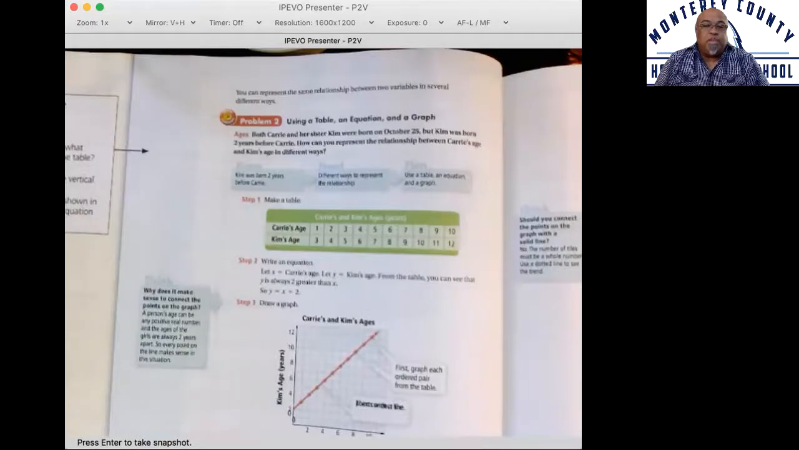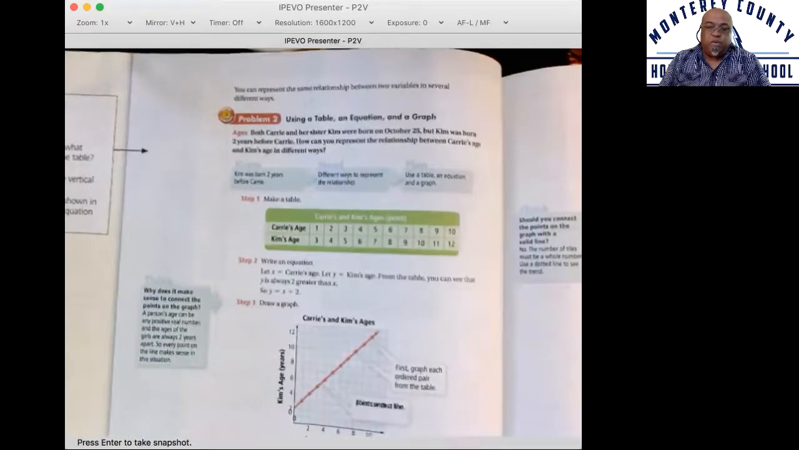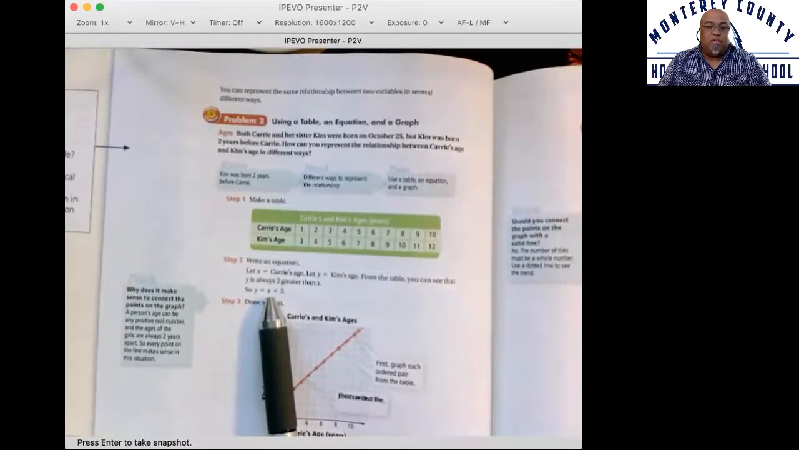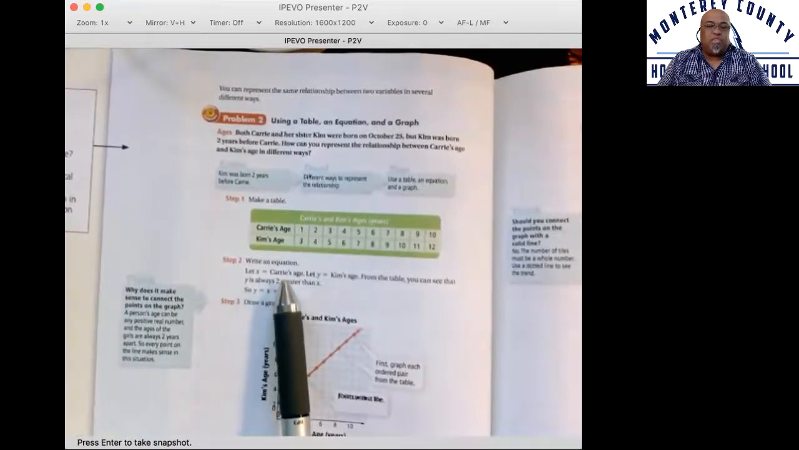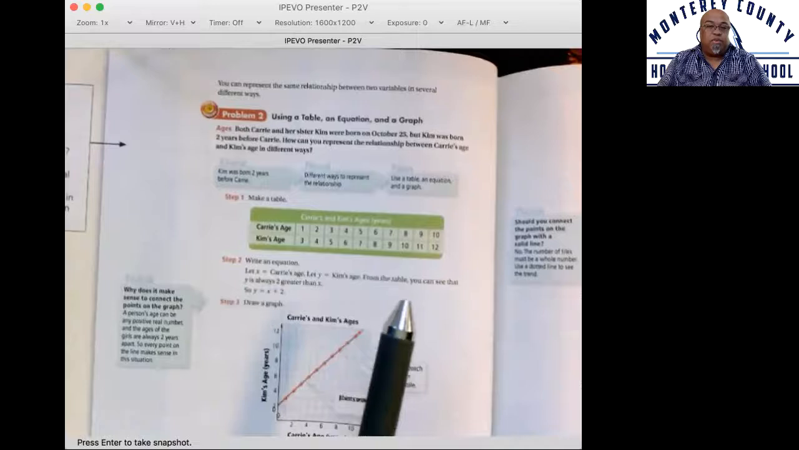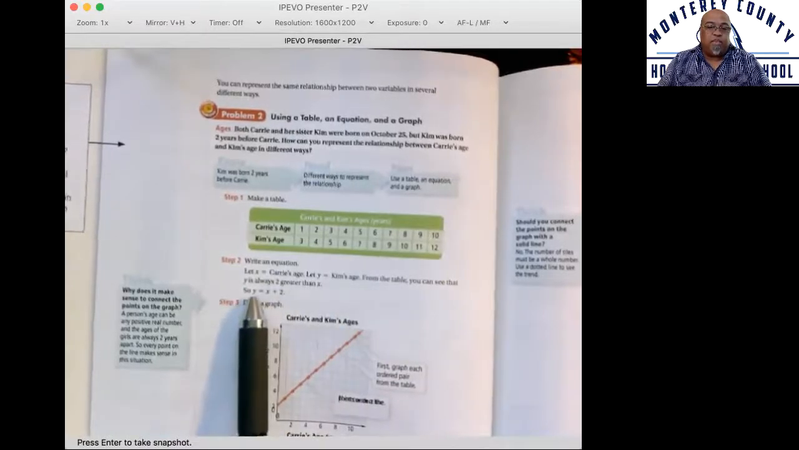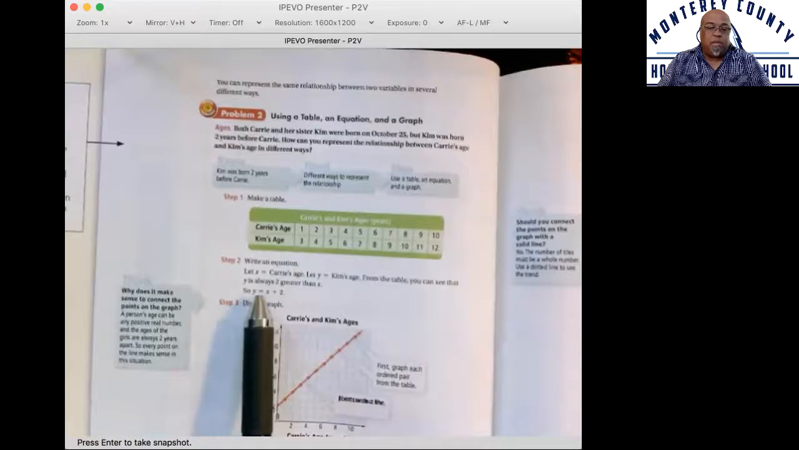So in a situation like this, it's easier to make Carrie the independent variable because she just was born whenever she was. The other kid, Kim, her age, at least for our equation here, depends on what Carrie's age is. So in order to determine Kim's age, it's much easier to say Carrie's age plus 2, okay? So essentially that's what we've got. Y is Kim's age, so we could say Kim is equal to X, which is Carrie, plus 2.